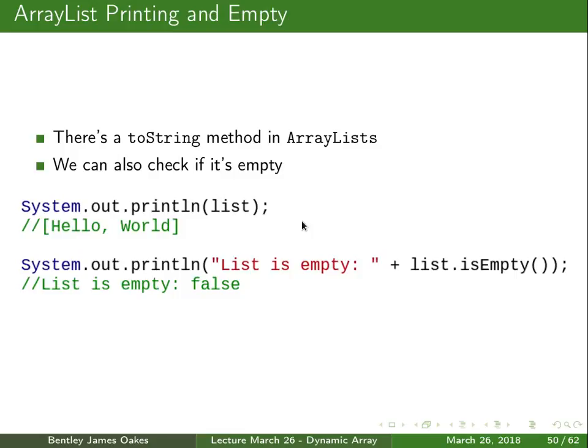We also have a very nice toString method. It's pretty much the same thing I just showed you as a dynamic array. It just prints out the elements inside the array list. Internally, it just calls toString on each of the elements it stores. We can also ask if that list is empty or not. That's sometimes useful.